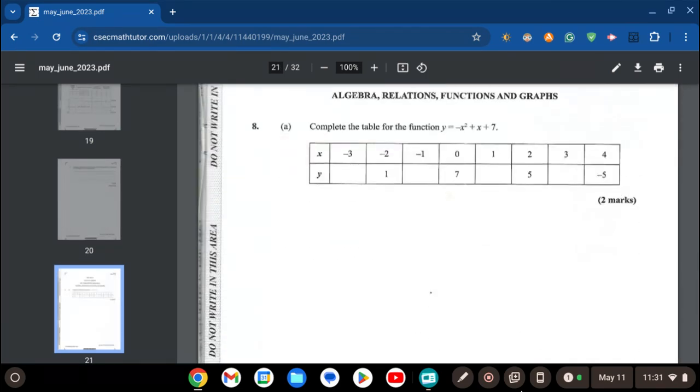Question 8 is back to functions, but we call it algebra, relations, functions, and graphs. This is where we're required to do graphing, and most times it's a quadratic equation. To find these values, we basically just substitute the x values to find the y's down here. So if you wanted to find the y value for -3, you just substitute -3 into the function, negative x squared plus x plus 7, and then you'd get the value for y, and you do the same for the other ones.